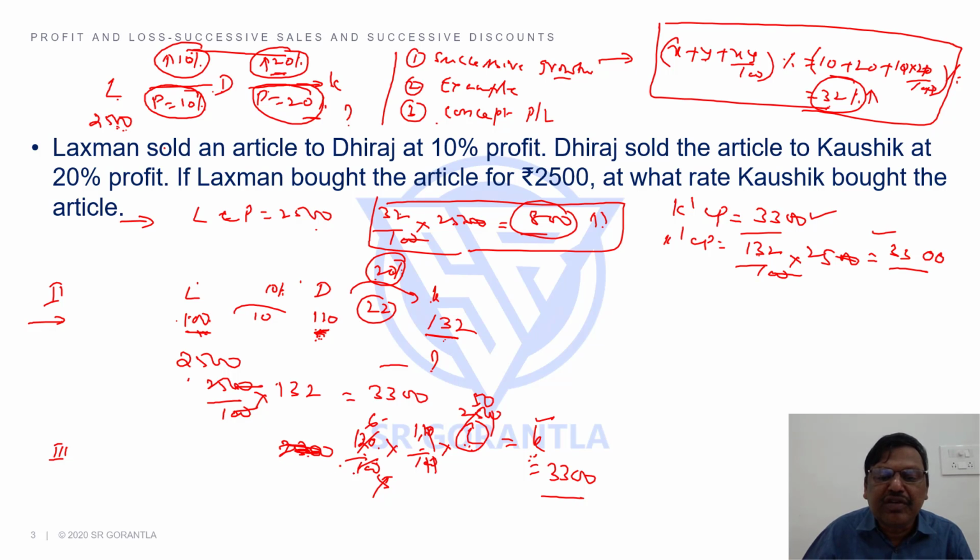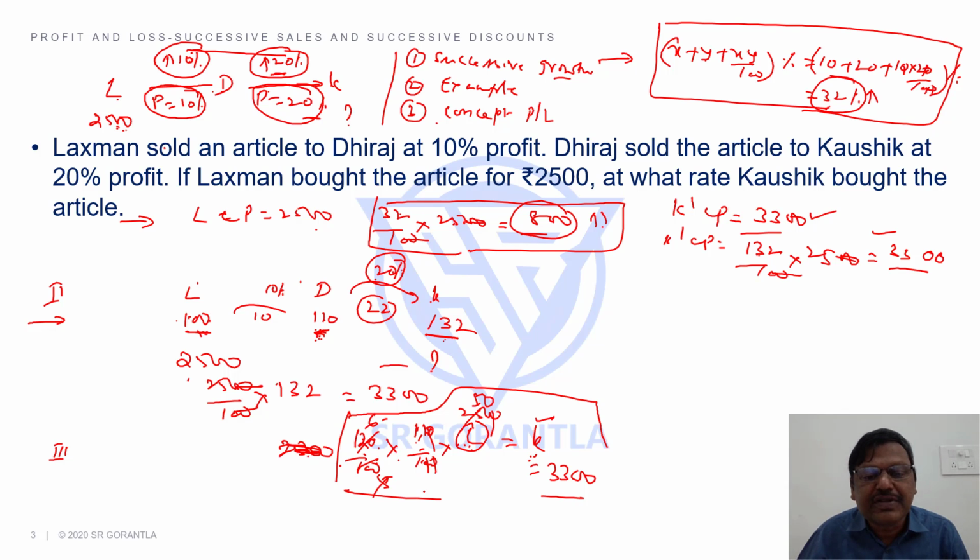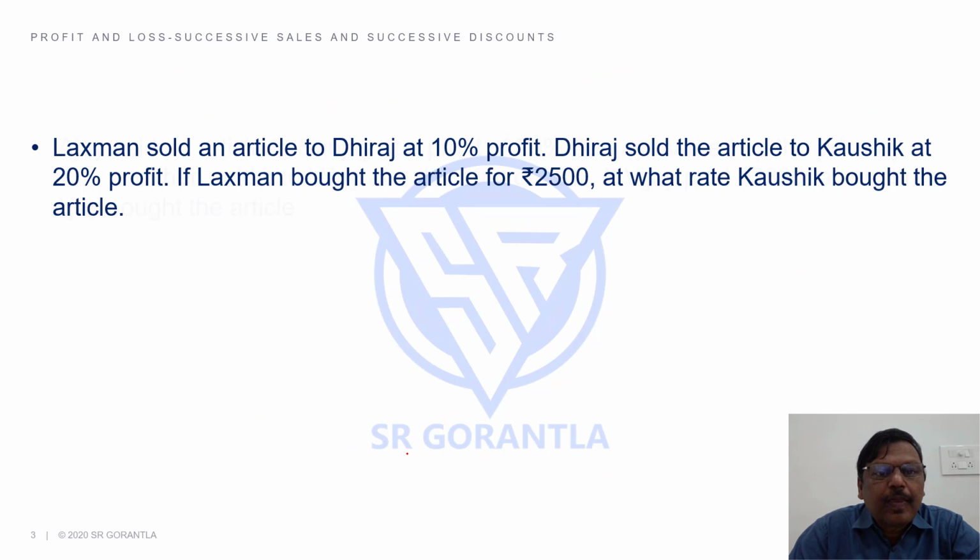So this is just using your basic concept of profit and loss. What I am saying, 10% profit means 110% of cost price, 20% profit is 120% of cost price. Like this, we can explain in 3 different ways, right? Okay, let's take up one more example.